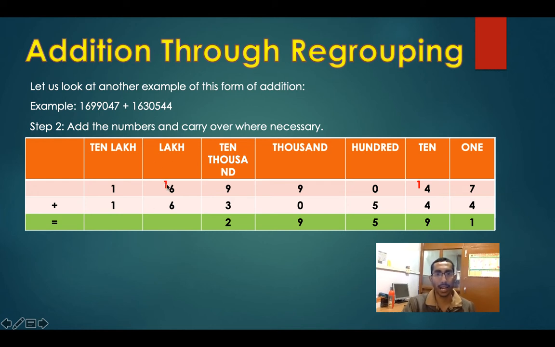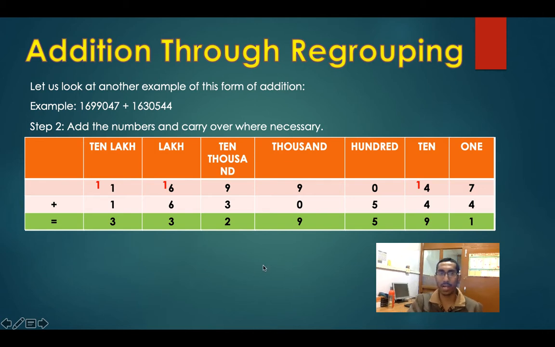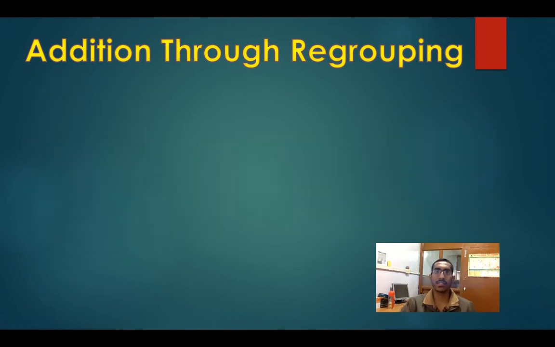So I bring a 1 here now and I have 6 plus 6 as 12. 12 plus 1 will give me 13. So again this is a 2-digit number I can see. So I'm going to enter again the 3 to the lakhs place and carry over the 1. So I enter the 3 here and 1 is carried over, as you can see here. Now 1 plus 1 plus 1 will give me 3. So the answer for this question is 33,29,591.